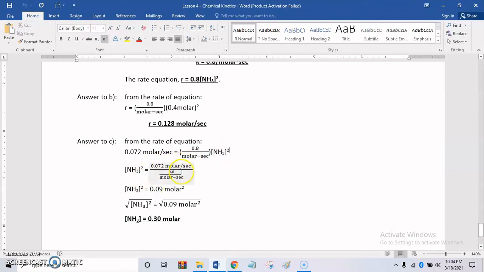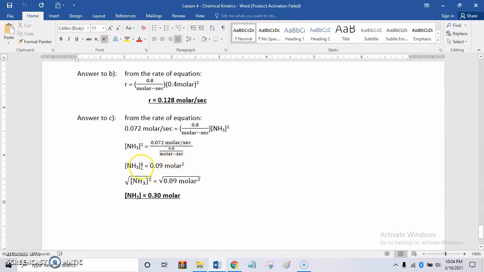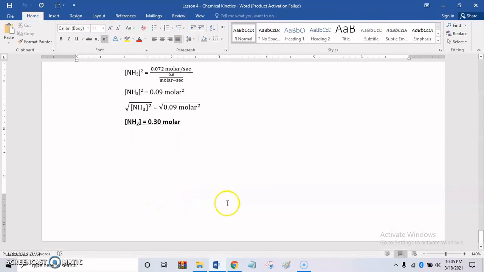By doing the mathematical equation, we can get NH3 to the power of 2 equals 0.09 molar squared. To cancel that square, we need to take the square root of both sides, to cancel the square of each mathematical value. Now, we get the NH3 concentration equals 0.30 molar.